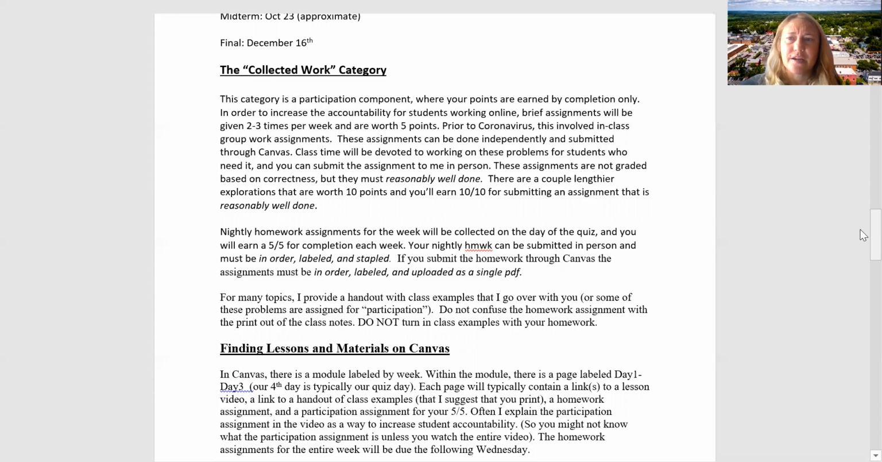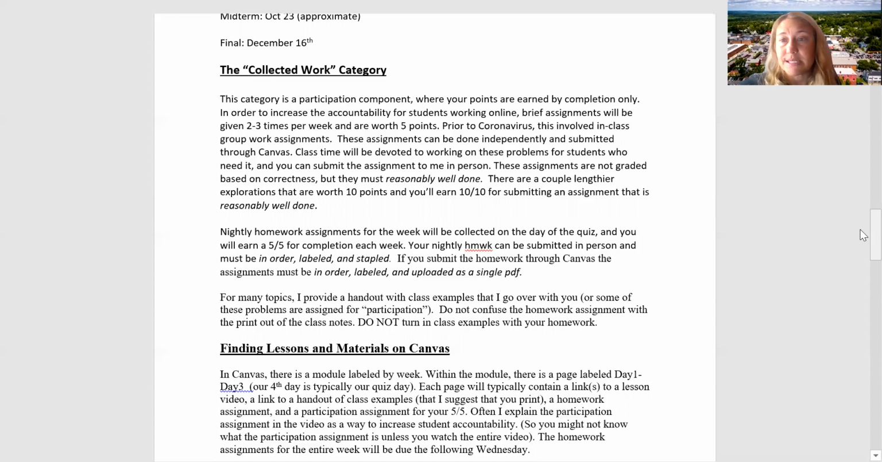Students have told me over the years that they wished I would give them some credit for completing assignments, and so I decided to work that into this course. Before coronavirus, I used to once or twice a week give an assignment that would be done in groups in class, and that was a participation assignment. That helps students feel motivated and holds them accountable for coming to class. So obviously things are different now.